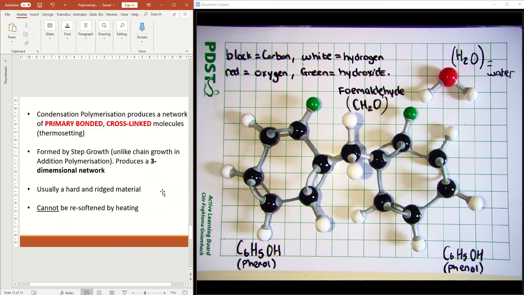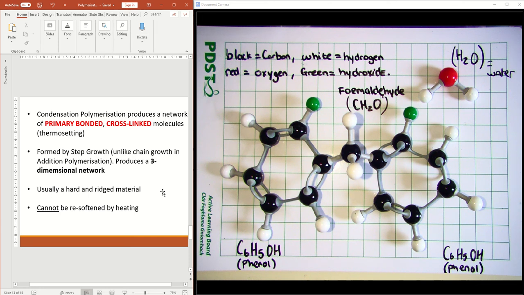Now, so condensation polymerization produces a network of primary bonded cross-linked molecules. Okay, so we know primary bonded cross-linked molecules are associated with thermosetting plastics. Okay, so they can't be reheated and reshaped. When they're heated, they're not going to reshape, they're just going to burn rather than be able to be reheated and reshaped. It's formed by step growth, unlike chain growth in addition polymerization.